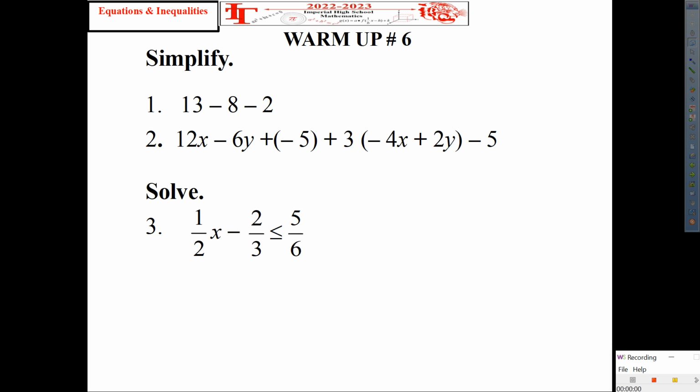Anyways, warm-up number 6 is on the screen. Numbers 1 and 2 are simplify. Number 3 is to solve. I'll give you some time for that. Copy and go.